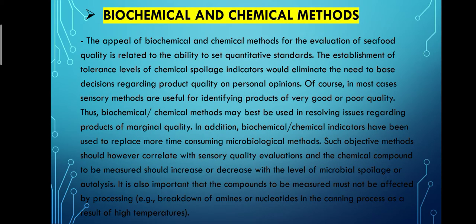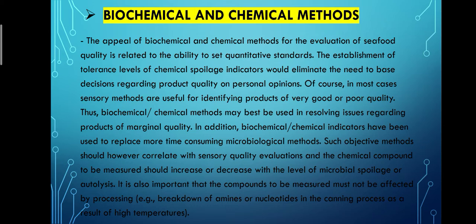Next, we have the biochemical and chemical methods. The appeal of biochemical and chemical methods for the evaluation of seafood quality is related to the ability to set quantitative standards. The establishment of tolerance levels of chemical spoilage indicators would eliminate the need to base decisions regarding product quality on personal opinions. Of course, in most cases, sensory methods are useful for identifying products of very good or poor quality. Thus, biochemical or chemical methods may best be used in resolving issues regarding products of marginal quality.